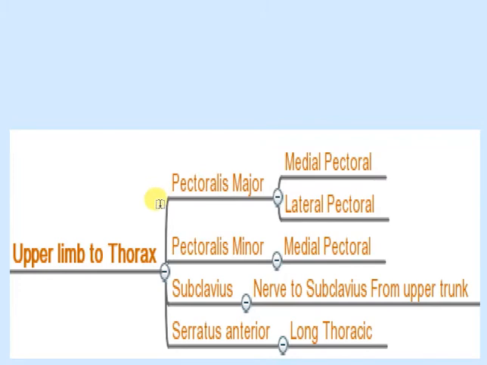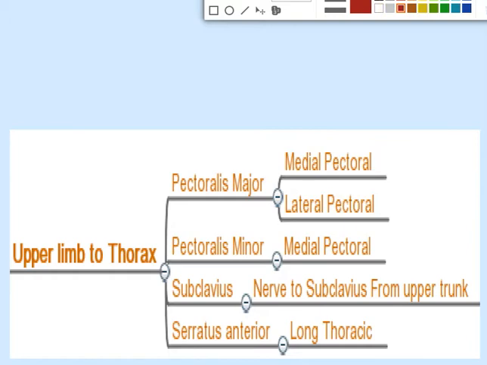For the muscles which attach the upper limb to the thorax, we have the pectoralis major, and as you can see the pectoralis major here, we have the innervation of the muscle. What you can see here is that this is our muscle, and from there this is our nerve which innervates the muscle.